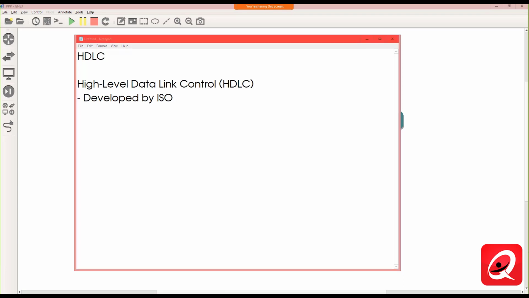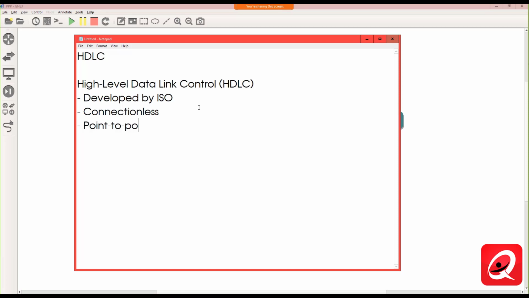It was developed originally by ISO, the International Organization for Standardization. There's a bunch of specifications. We're not going to go into that because we don't really need to know it. There's a specification for the frame structure, 3309, 1979, and procedure and whatnot. We don't really care about that.